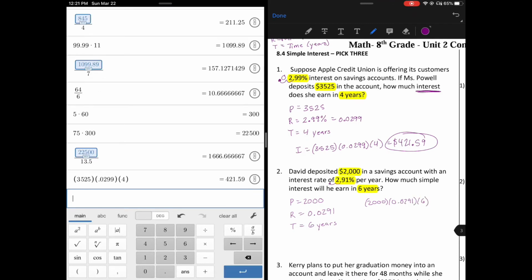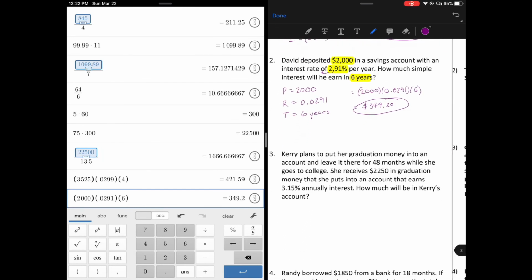which we can do in Desmos just like that. So we'll do 2,000 times 0.0291 times 6, and the simple interest earned will be $349.20.